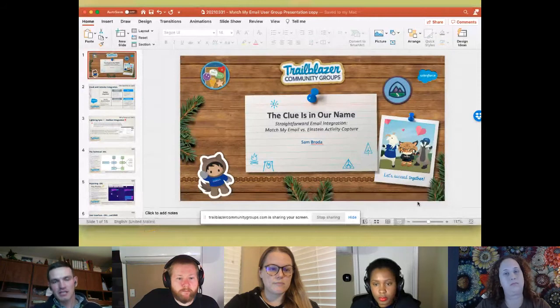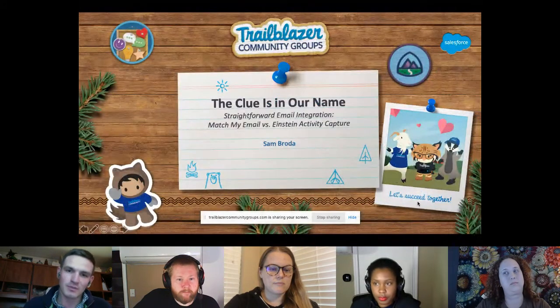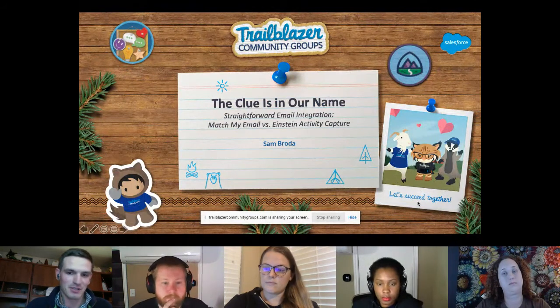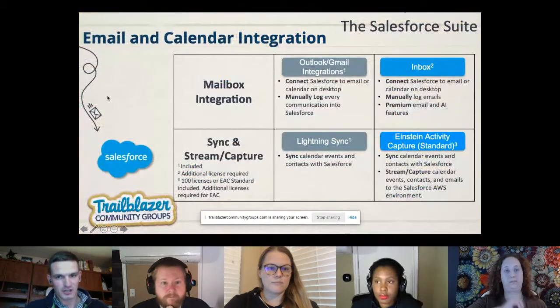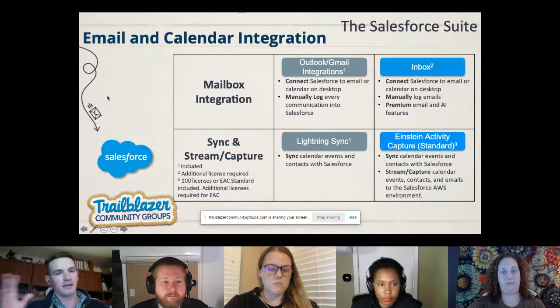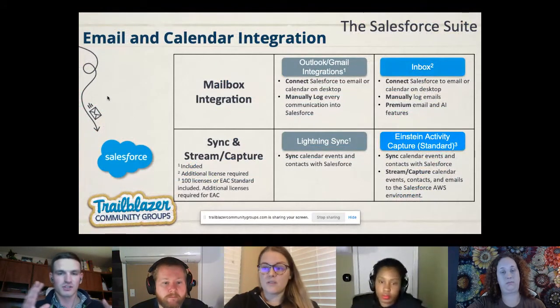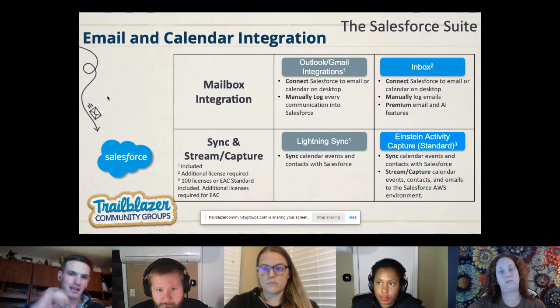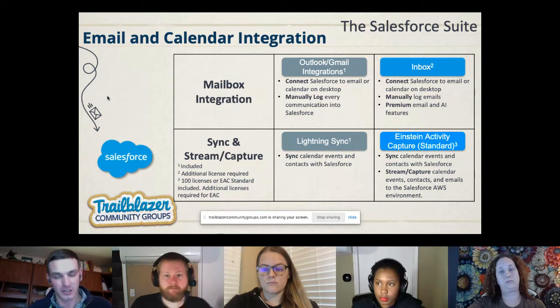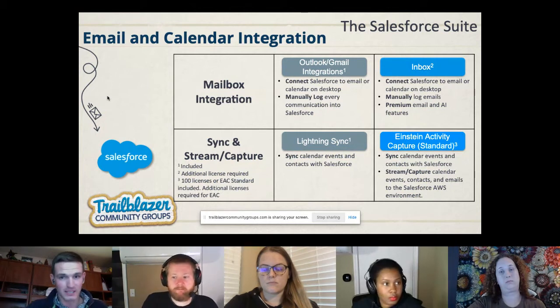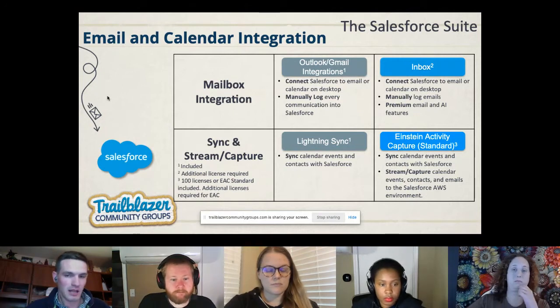The name of the presentation is The Clue is in Our Name, Straightforward Email Integration, Match My Email versus Einstein Activity Capture. To start, I'm going to look at Einstein, speak a little bit about the Salesforce suite of email integration products that are out there. So in this matrix, you can see there's really two different kinds of email integration products that Salesforce offers. One is mailbox integration.